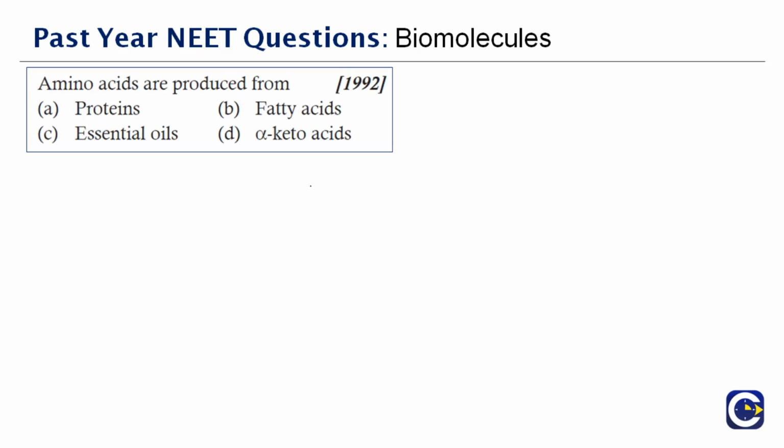Next question here. This question was asked in the year 1992. Amino acids are produced from dash. So where do you think amino acids will be produced from? Now I told you what is amino acid. It is a simpler form of a protein, right? We also have amino acids separately for the lab purposes, for research purposes and all that.